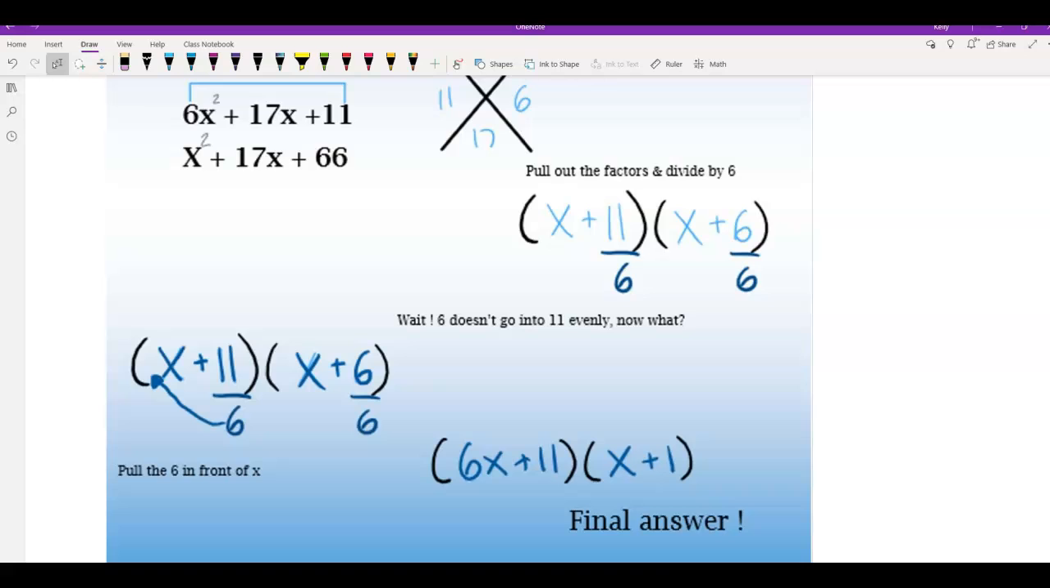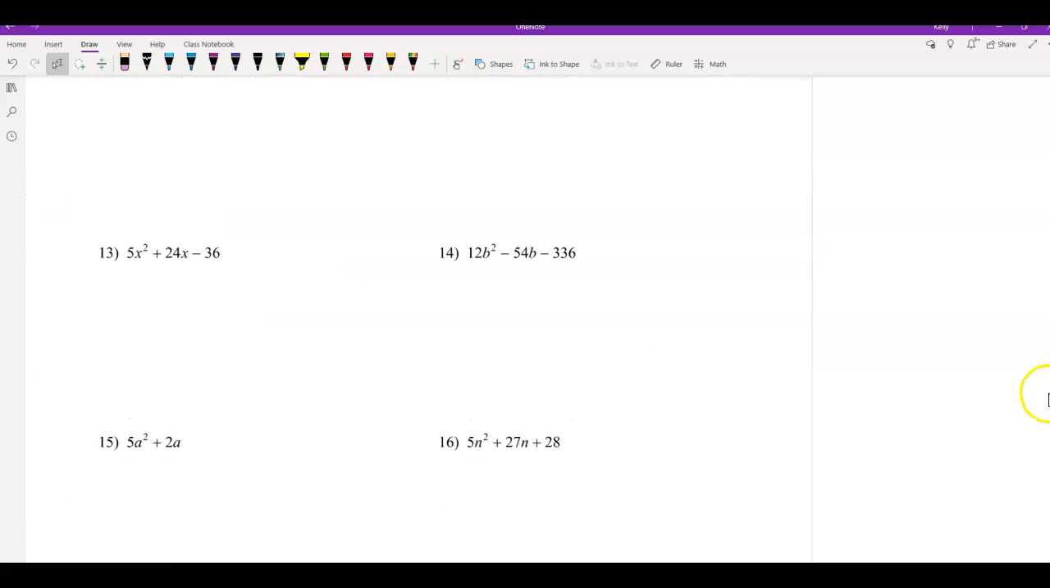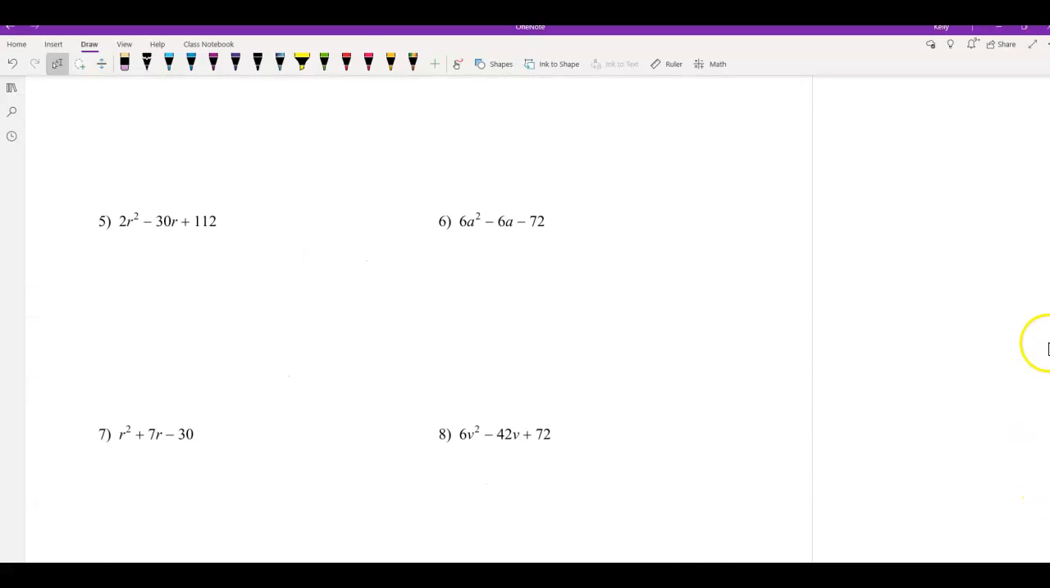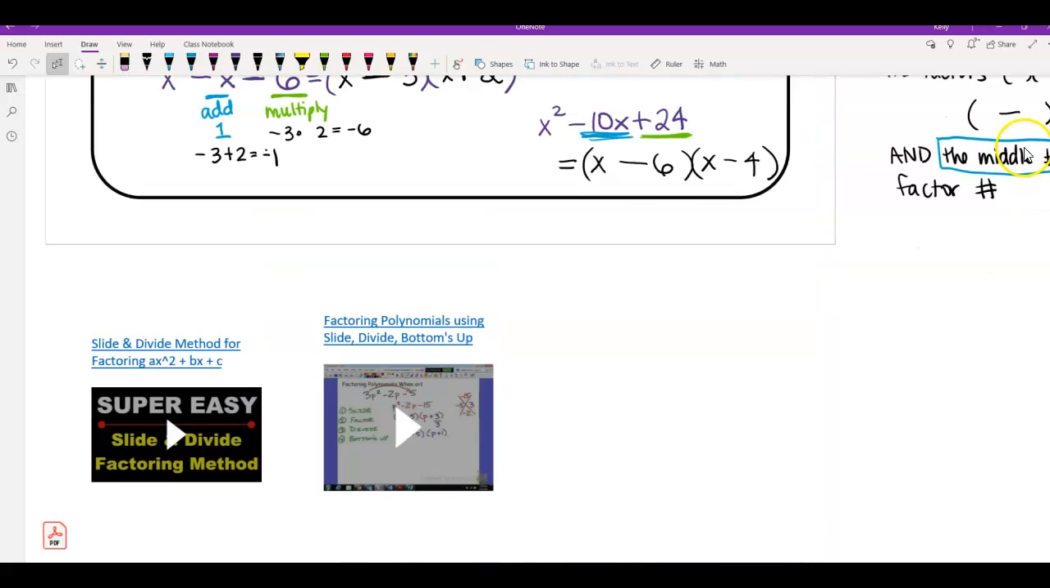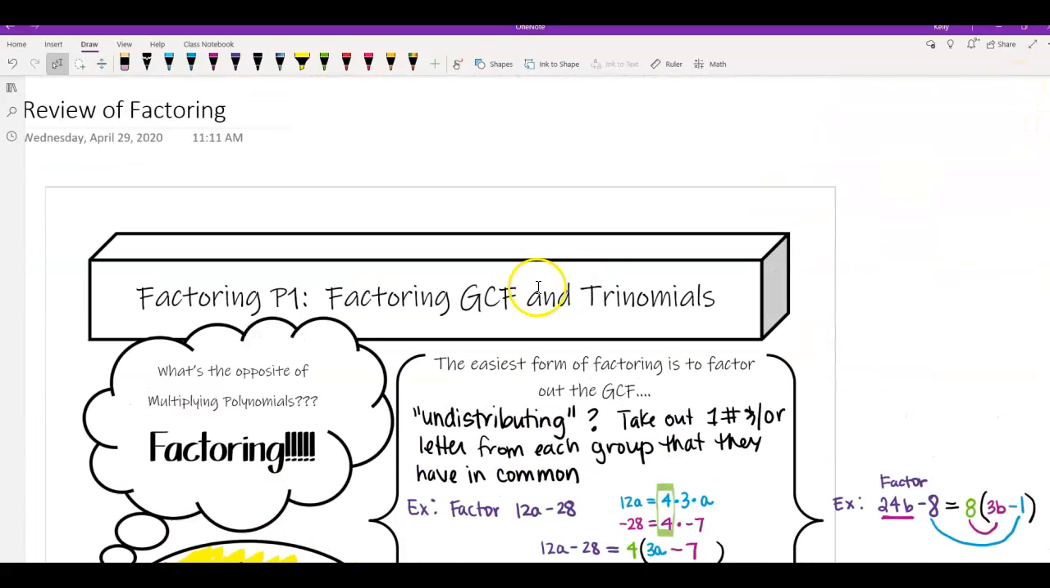You can go through and work on some of the practice if you want before you work on your Math Excel, and check your answers at the bottom. That way, if you have questions, you can ask those questions as we go through. But we're going to do greatest common factor, regular factoring, and slide and divide.